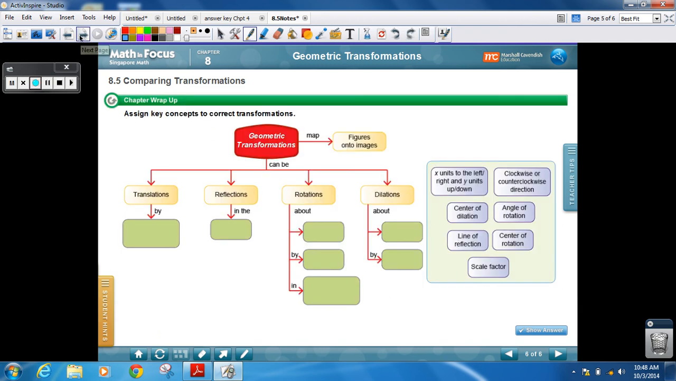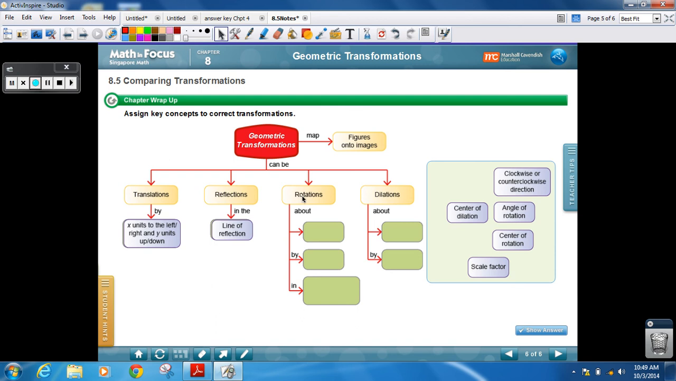Our next one is the table to fill out so that we make sure we understand all 4 geometric transformations. Remember, a geometric transformation maps an original onto an image. The first one is a translation, and a translation is a slide in which the x units move to the left and right and the y units move up and down. A reflection then is also known as a flip, and in a reflection, it's over the line of reflection.